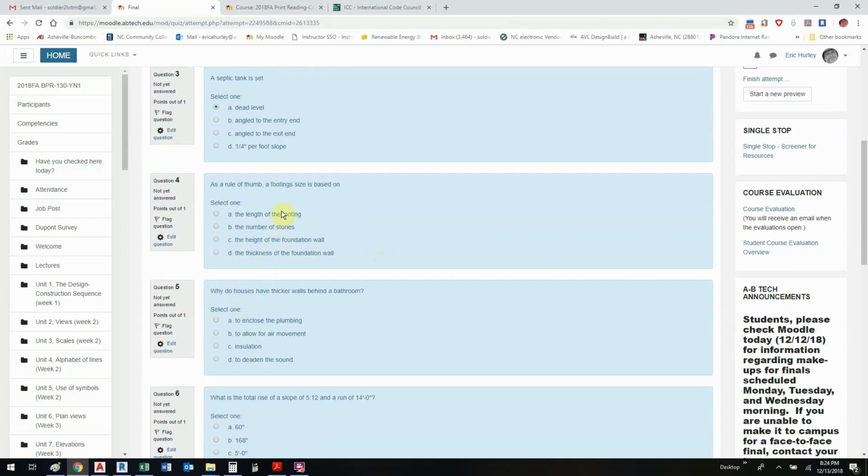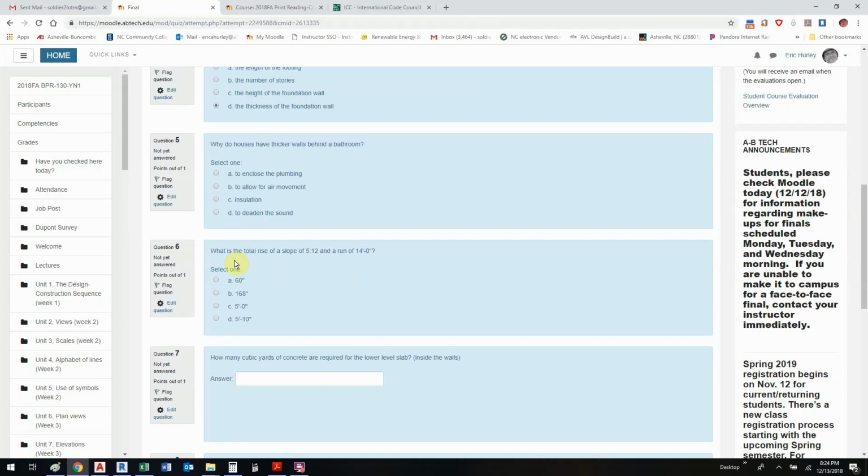As a rule of thumb, a footing size is based on the thickness of the foundation. So we talked about this, and I explained that if a foundation wall is 8 inches, then the footing is going to be typically 8 inches deep and 16 inches wide. Now that does change with multiple heights, but as a rule of thumb, that's where we can start.